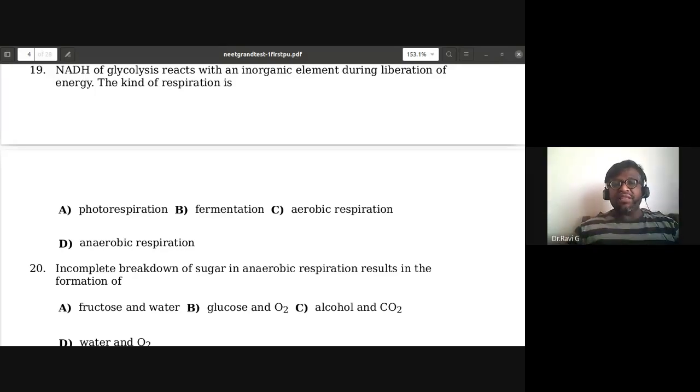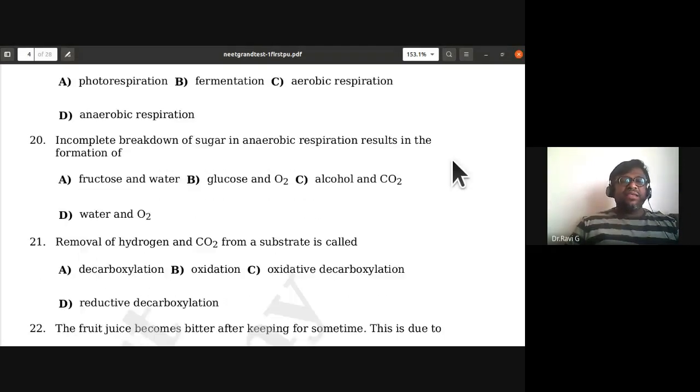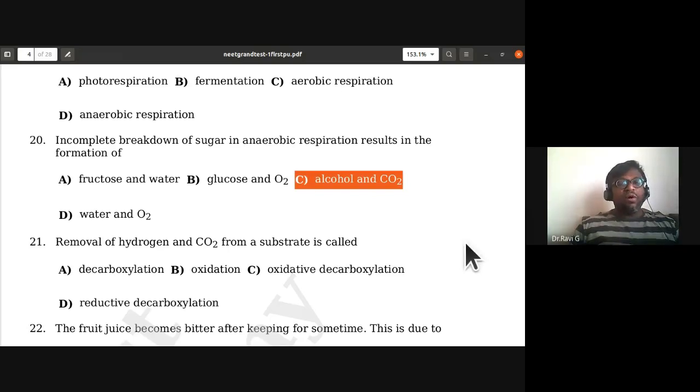So you should remember that. That is the reason C is the answer. Okay, 20th: incomplete breakdown of sugar in anaerobic respiration results in the formation of, see, there is an incomplete breakdown of sugar during absence of oxygen. What does it lead to? It leads to the formation of alcohol and carbon dioxide.